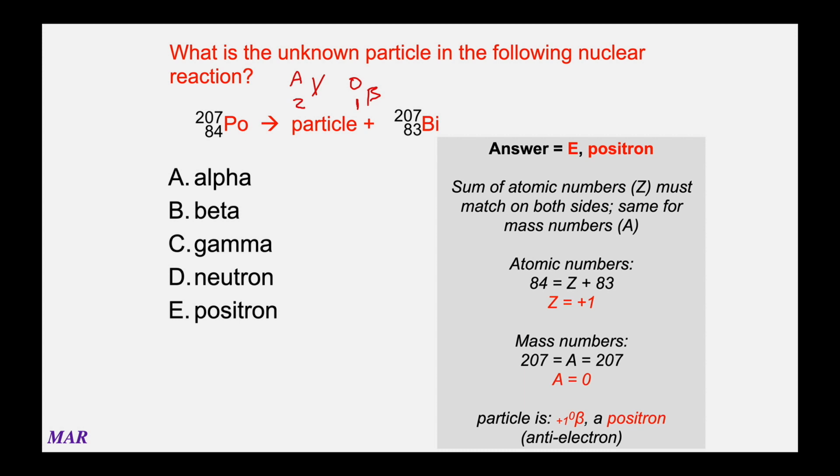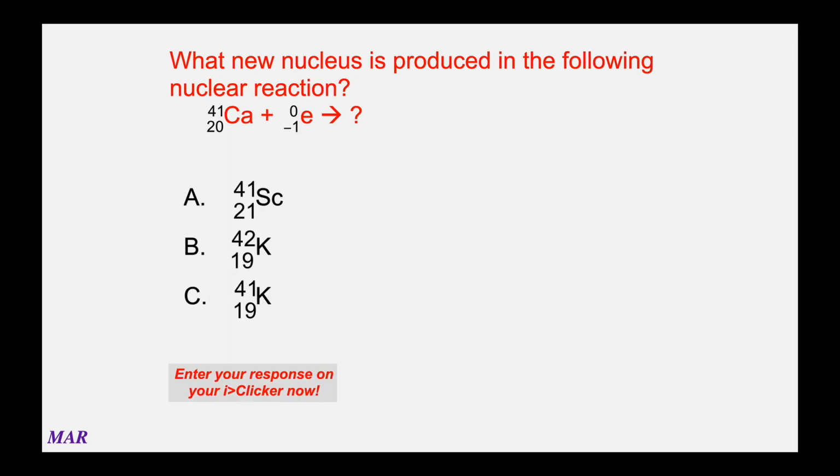Anyway, Prof hat back on. A new nucleus is being produced in this nuclear reaction. They're taking a calcium-41 and they're adding a beta particle to it, an electron, and something new is being made. So figure out what that missing particle is. Pause the video. When you're ready to hear the answer, you can unpause it. Pause the video now.